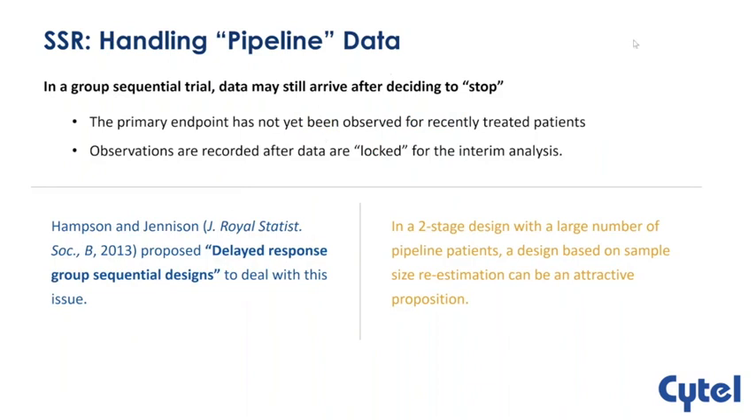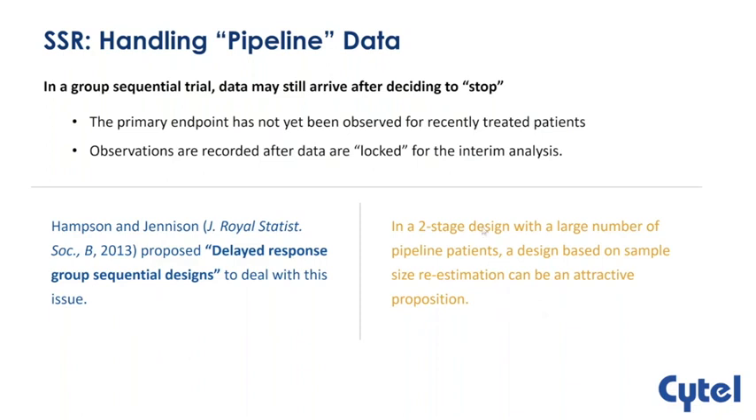One area that I really have only time to mention very briefly though, is in dealing with pipeline data. An issue that can happen very commonly in a group sequential design is that you can stop the trial at an interim analysis, and then you get a bit more data on patients who are treated but hadn't yet provided their responses, or even just new events in a survival study that have happened after the data lock for the interim analysis, but before the conclusion. And then the question is, what do you do with those data? And are you in the embarrassing position that they actually change the conclusion that you thought you had?